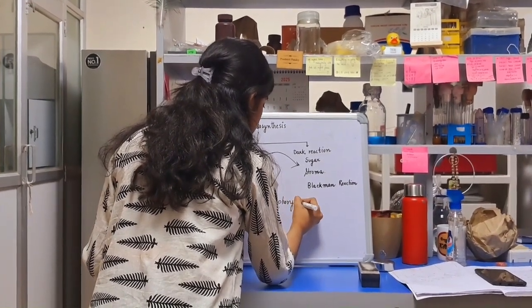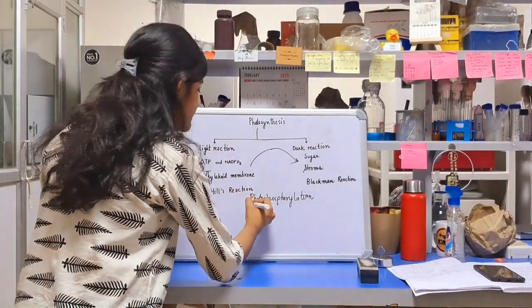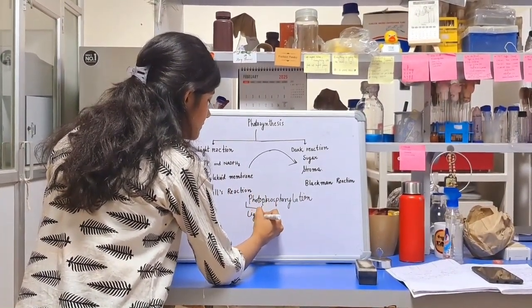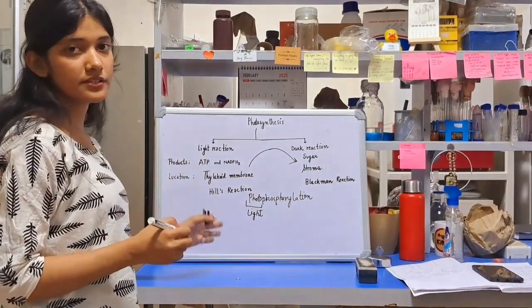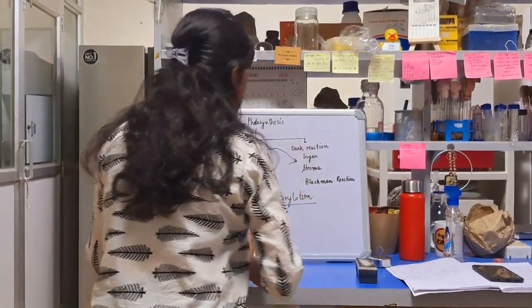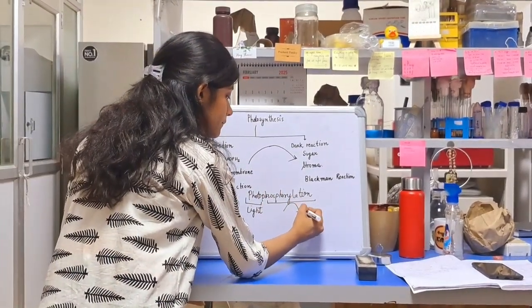Photophosphorylation. Why photophosphorylation? Because we will break this word and understand. Photo means light. That means it is taking place in presence of light. And phosphorylation in this context means the formation of ATP.